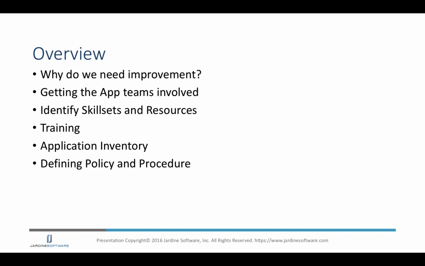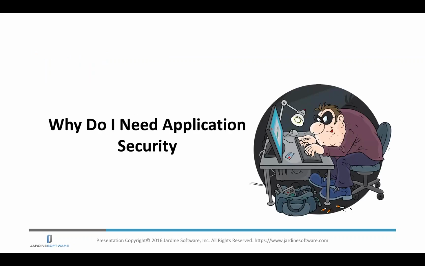And then finally, we'll talk a little bit about defining some policy and procedure and why that's important, because if we don't have those, we don't have that guiding light to get us to where we want to go. So why do I need application security?